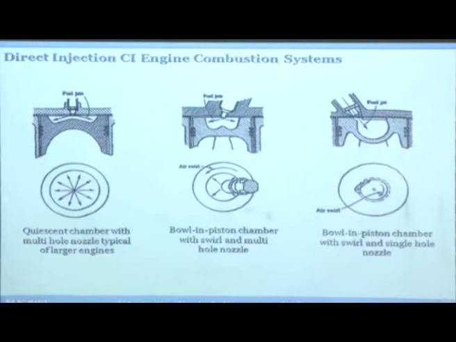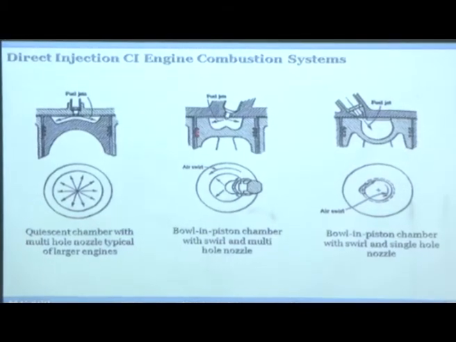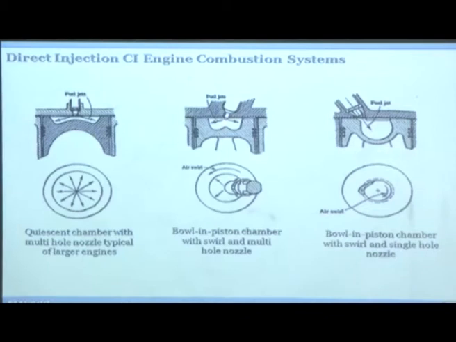Second is bowl in piston chamber with swirl and multi-hole nozzle. So you can see this is a deep bowl in piston, also called omega shaped design. This is the second design. You can see the section here, and in this design the injector is inclined. It is not straight. You can see in this one it is straight, in this one it is inclined, and also you will see that in this design sometimes the bowl is not really in the center, it is slightly off center. And here this is a multi-hole injector, so you can see multiple holes, with fuel coming in. These are the jets of the spray, and because the bowl is located slightly off center, there will be some air swirl motion.